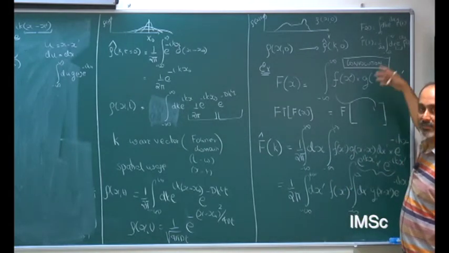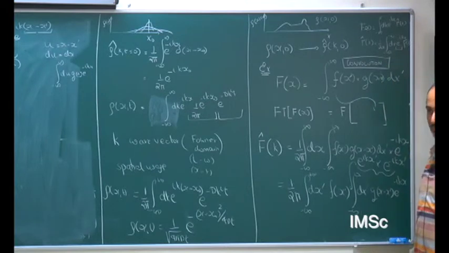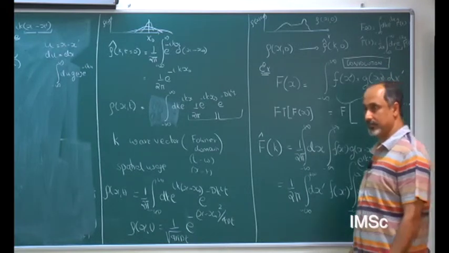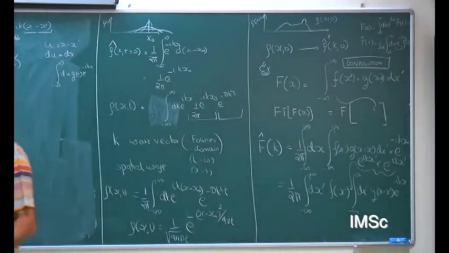This is sometimes expressed as saying the Fourier transform of a convolution is a product of the Fourier transforms. That's all. So actually it is 2 pi into g hat. Why did we get 2 pi into g hat?